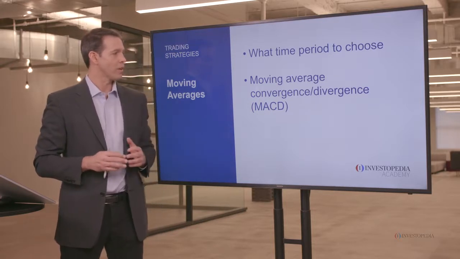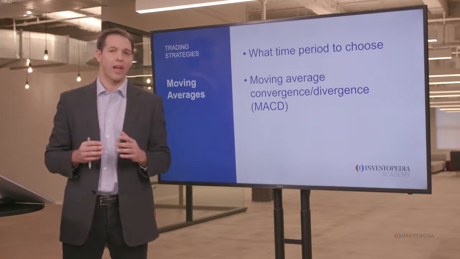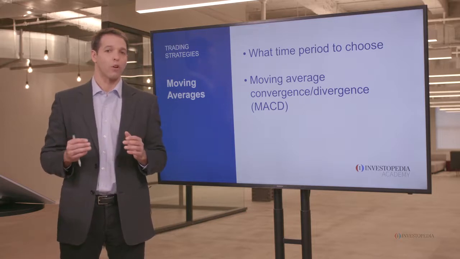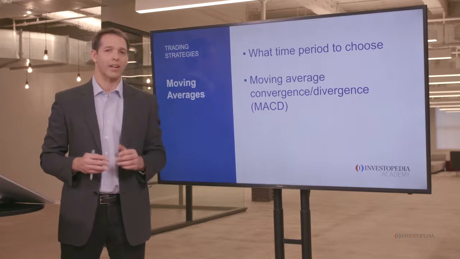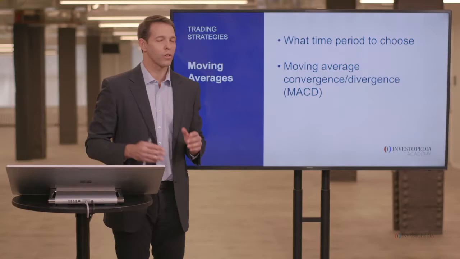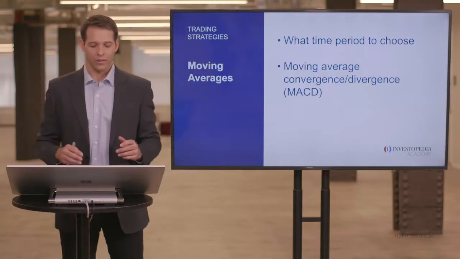The second consideration is moving average convergence divergence. And what does that mean? Basically, these moving averages tend to move away from each other or move closer to each other over time. And you'll see sometimes when they cross, that can give us a buy or sell signal. So let's look at some charts right now and get into it.